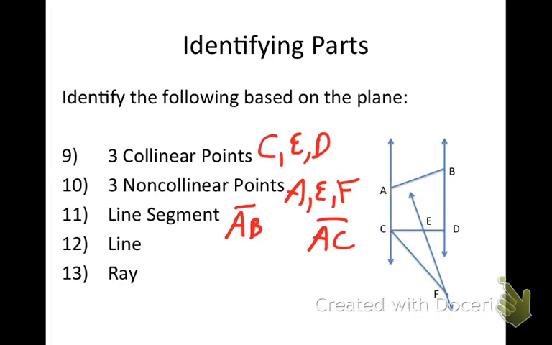How about a line now? What do you got for a line? Tyler Wilson. AC. AC is a line. What's another line, Anderson? BD. BD is a line. Could CF be a line? Could that right there be a line? No. Why not, Ty? Because it stops. There are no arrows there, right?